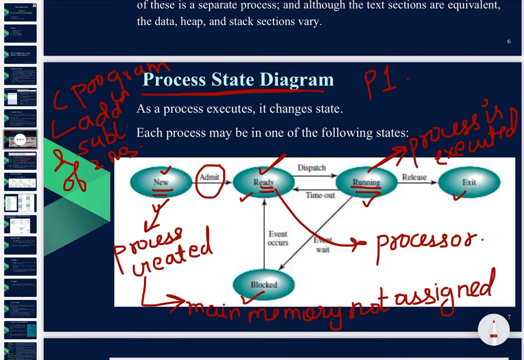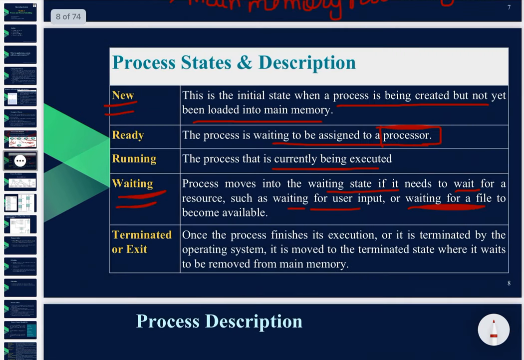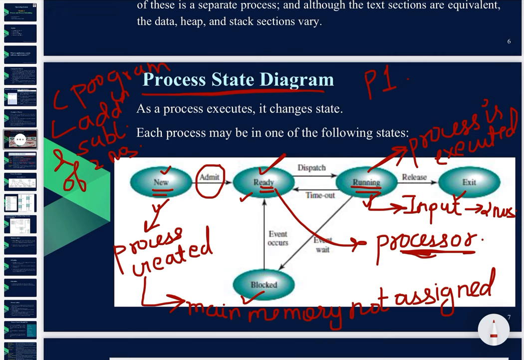Then this process goes inside the ready state. After it goes inside the ready state, it gets the processor and goes to the running state. But now it needs an input from the user, because we say to input two numbers so that we can perform the necessary operation. So from the running state, it goes to the waiting state on an event wait, because it needs an input from the user.